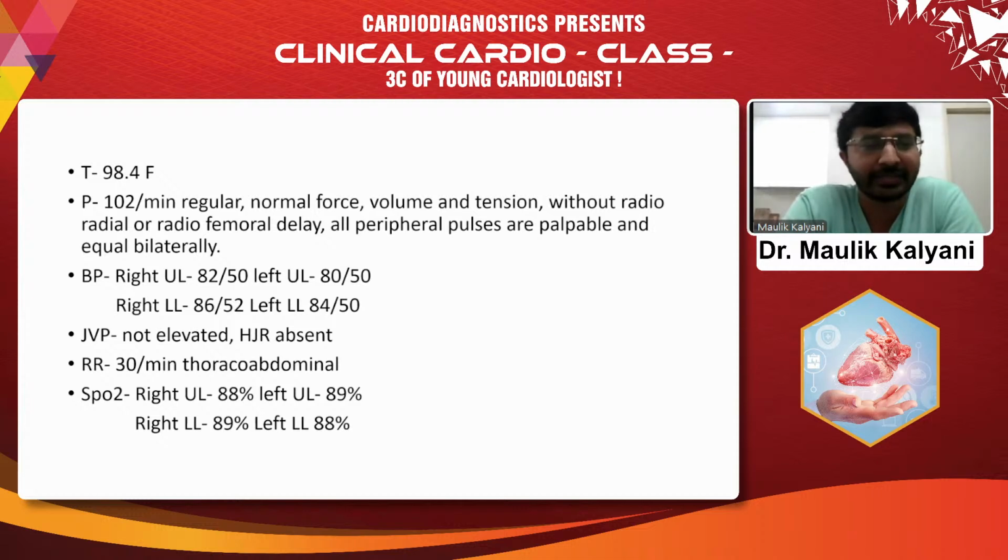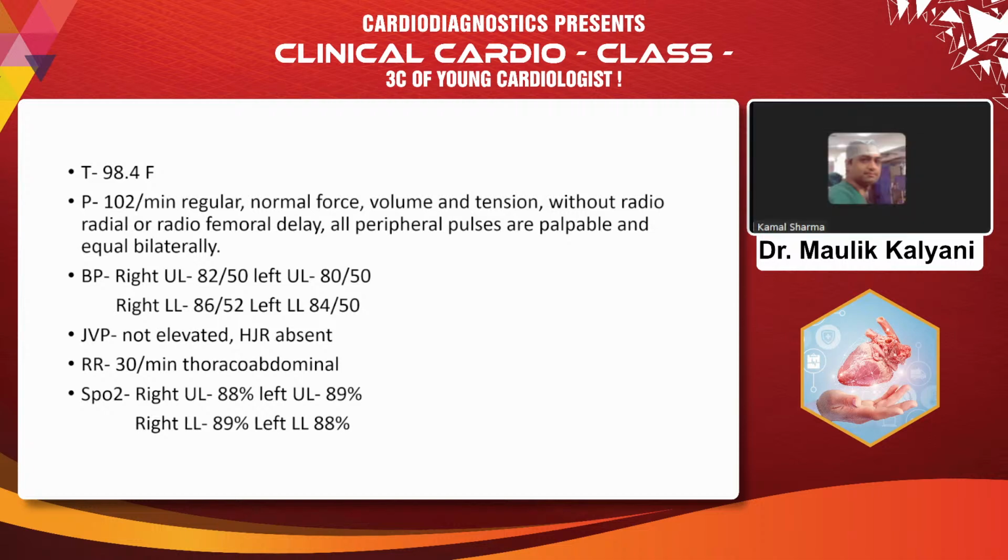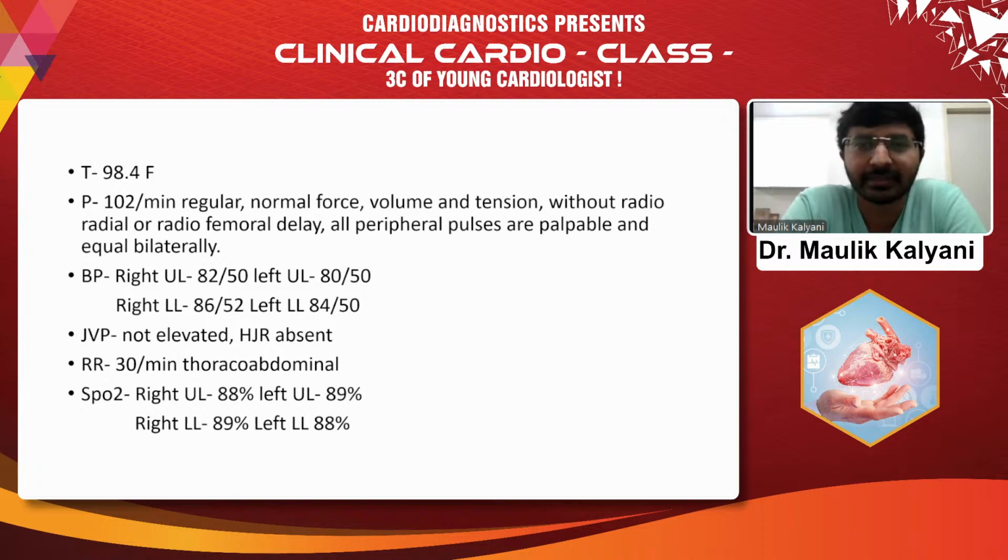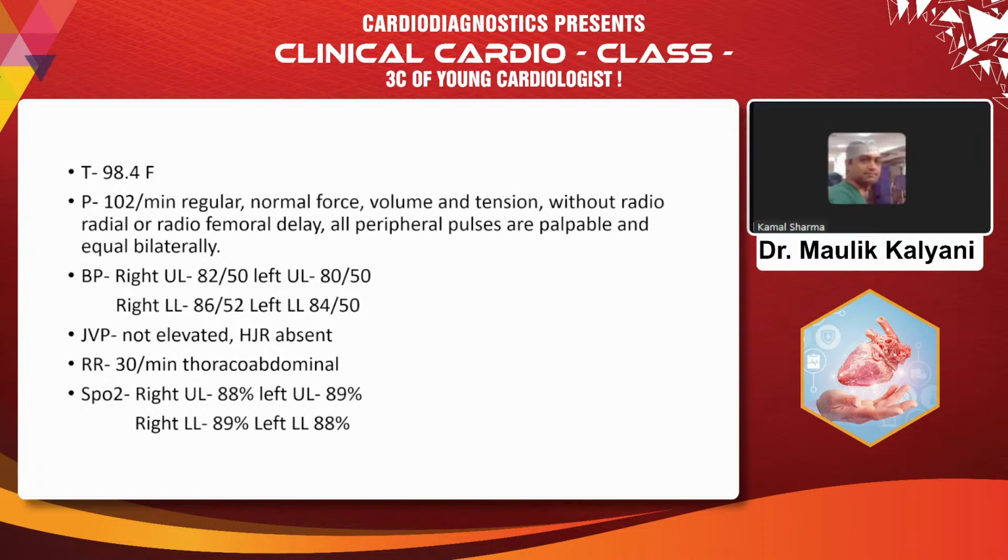Thoraco-abdominal. And saturation in right upper limb 88, left upper limb 89, right lower limb 89, and left lower limb 88%. So that's the reason your cyanosis is not apparent. What saturation is needed for it to become apparent? Sir, around 85%. Correct. So either you have or you don't have cyanosis, as sirs were asking you.